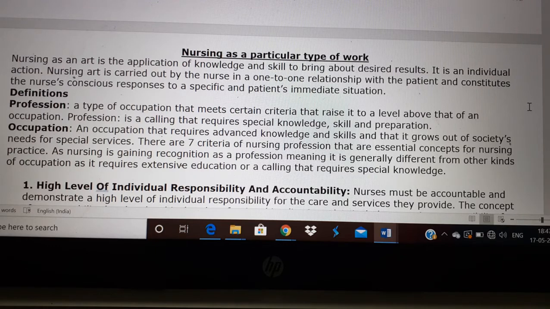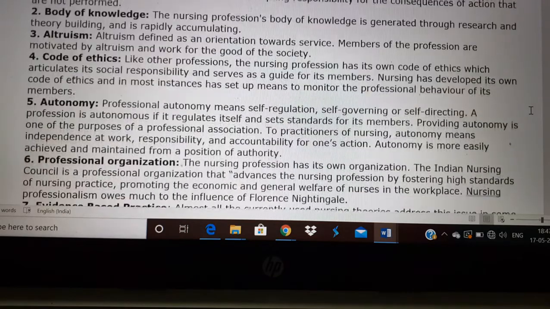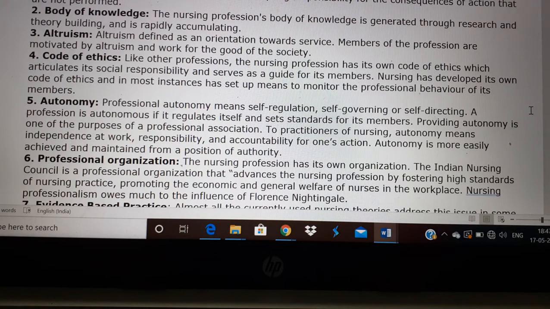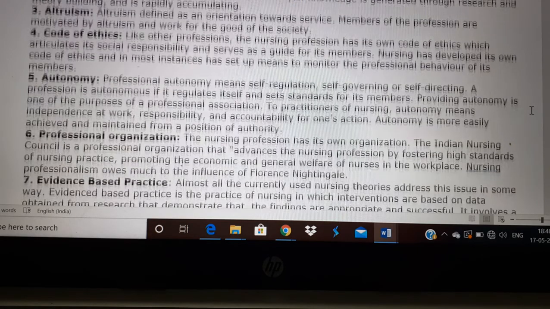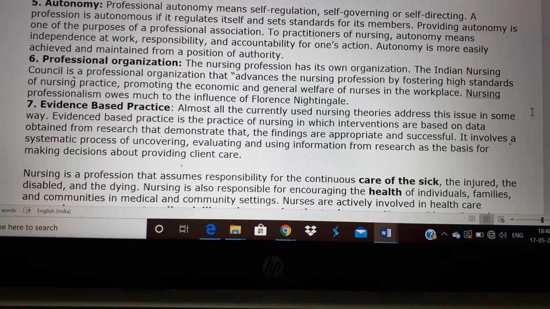So in short, nurses are highly professional people who have a high level of individual responsibility and accountability. They are professionals who have a body of knowledge. They are involved in altruistic activity, that is, for the good of society. They have a code of ethics, and they can practice independently. They have professional autonomy, and most of the nurses are under a professional organization, which is the Indian Nursing Council, and they follow evidence-based practice, that is based on research. They do all their activities of caring for the sick people.